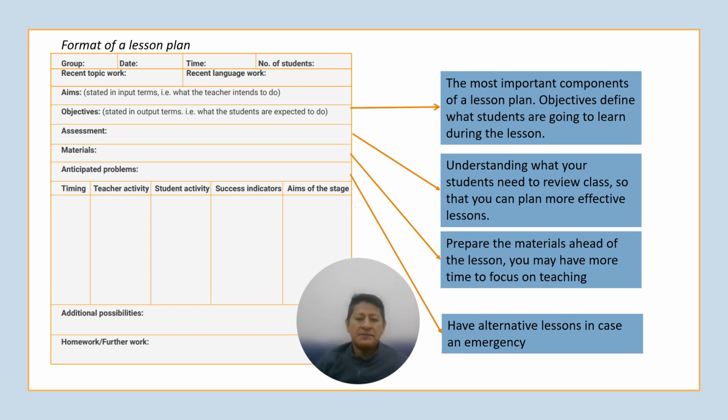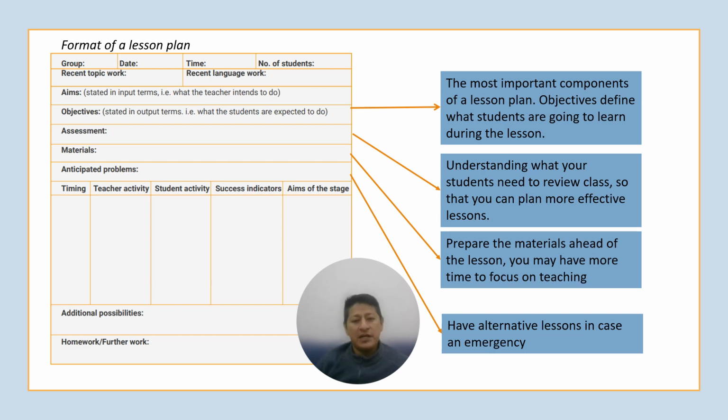Objectives. Objectives are the most important component of the lesson plan. Objectives define what the students are going to learn during the lesson. Assessment. Assessment is very important because it makes us understand what your students need to review so that you can plan a more effective lesson for the next time.